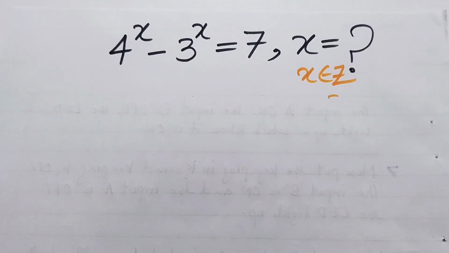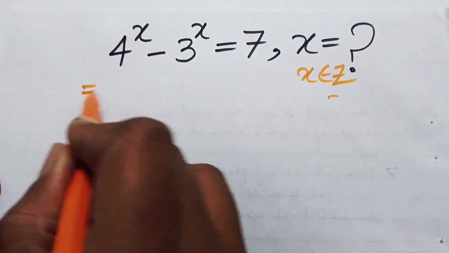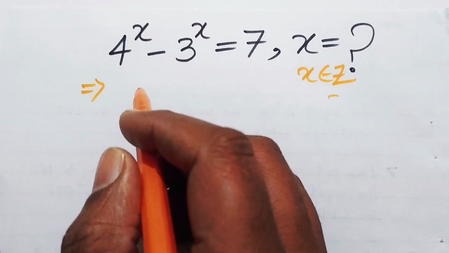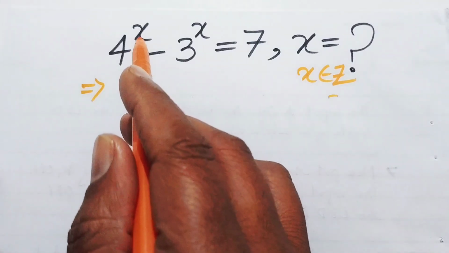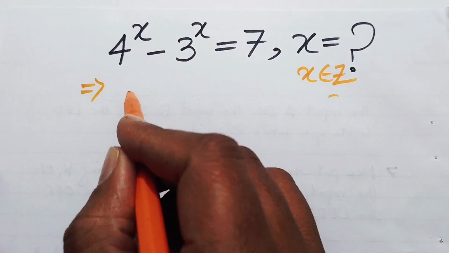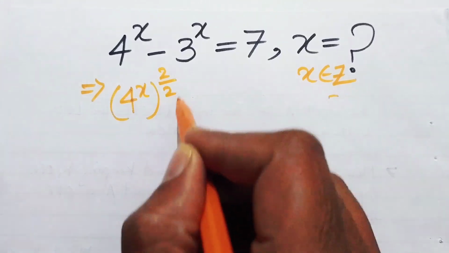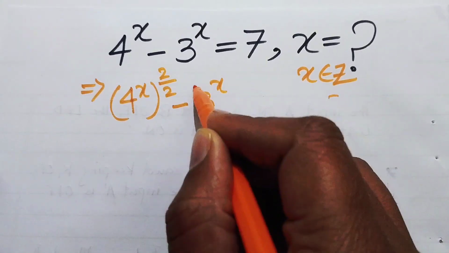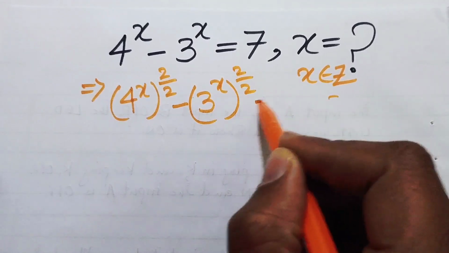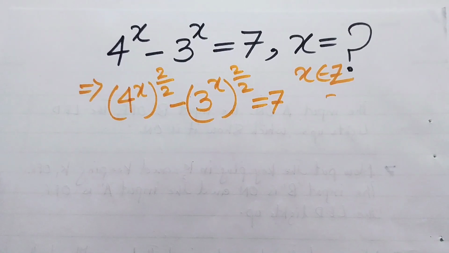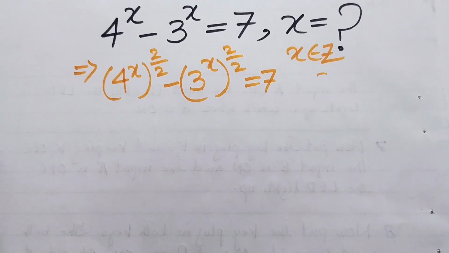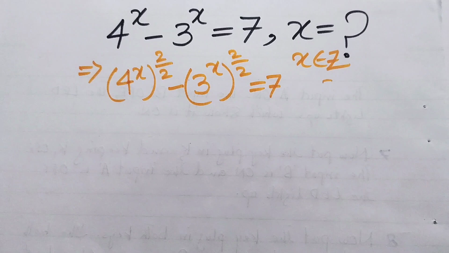The very first thing we are going to do is rewrite this equation. First we multiply and divide by 2 on the exponent of both of these two terms, and we write it as 4 to the power of x, and its whole power 2 over 2, minus 3 to the power of x, and its whole power 2 over 2, equals 7. We solve this problem with a unique method, and here we use a different approach to solve this exponential problem. So please watch the video to the end.